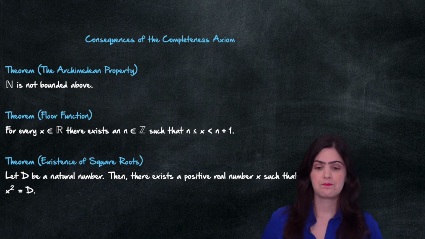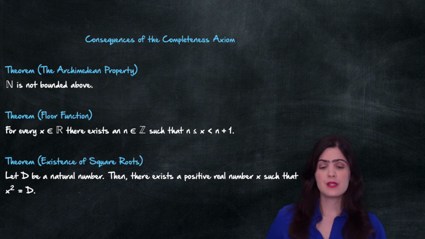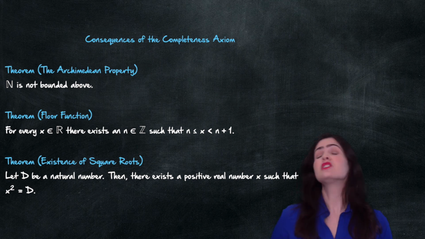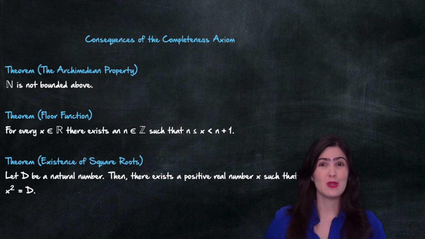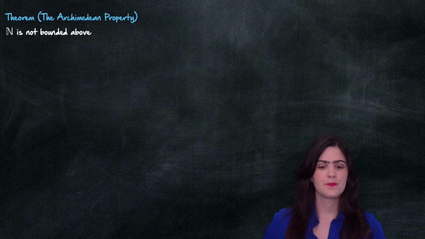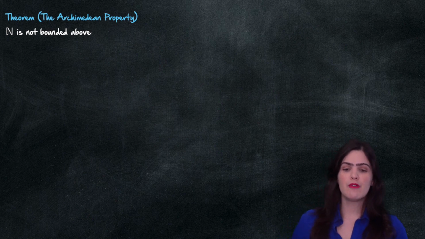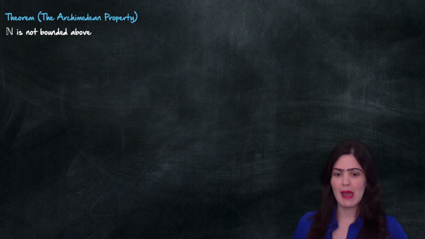Okay, I'm going to focus in this video on proving the first one, the Archimedean property, which is going to be extremely useful to us, especially when we're working with sequences. You're going to see that it is going to appear over and over and over again. Okay, so we want to prove that the set of natural numbers is not bounded above.